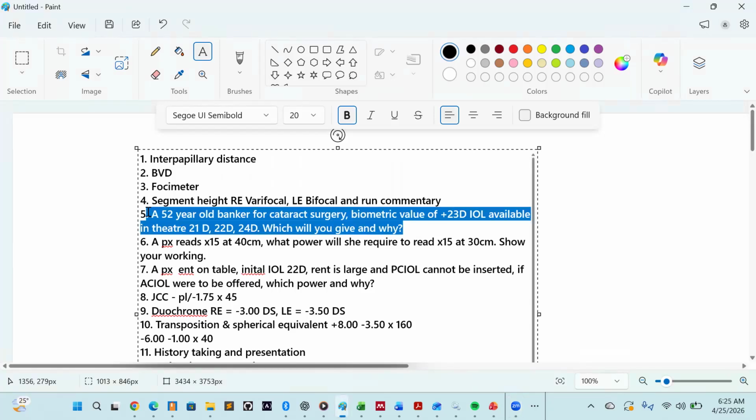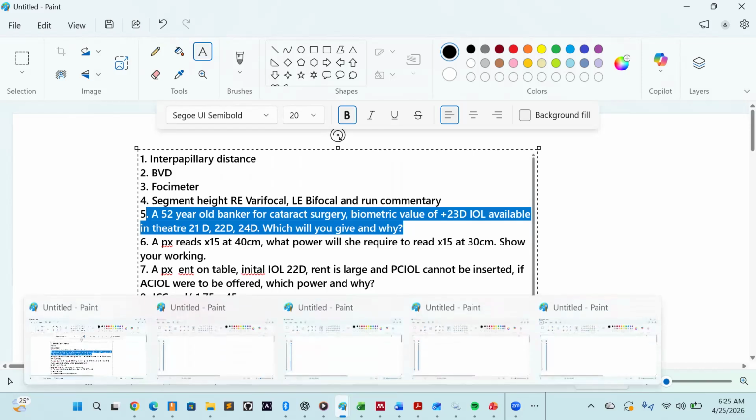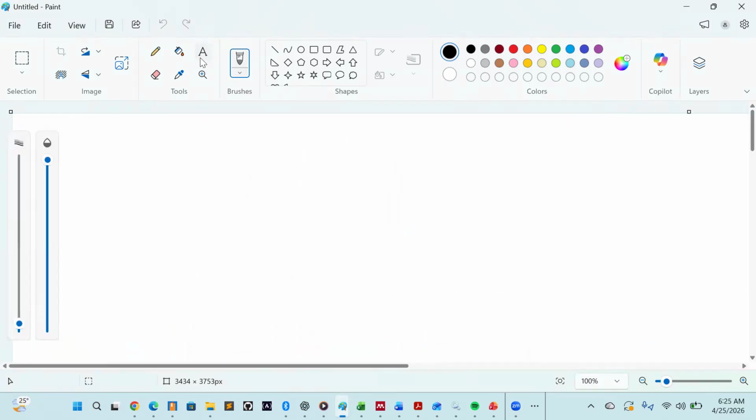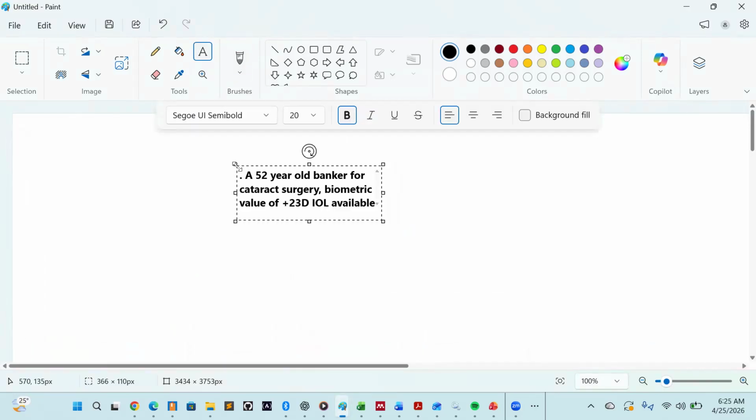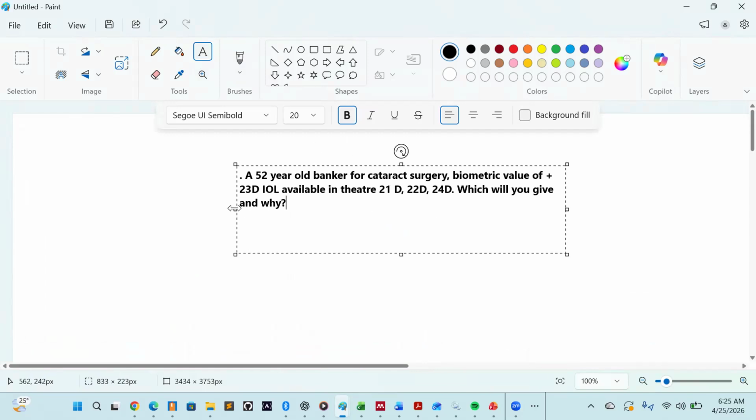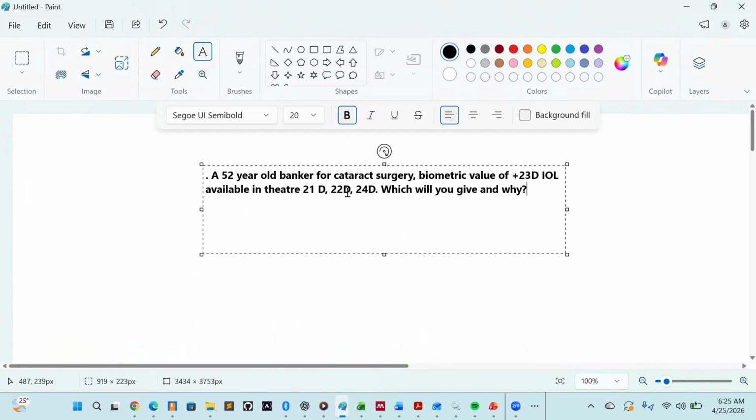So these are the new ones. Now, it's actually a very simple question, but it just requires listening. If a 2-year-old man is to have cataract surgery and the biometry is plus 23, and available in theater we have 21, 22, 24, which one do you want to give and why? And this is very common in our day-to-day activities in theaters.